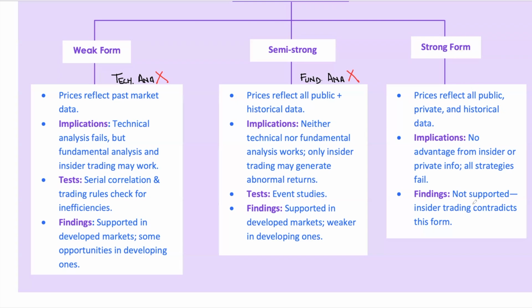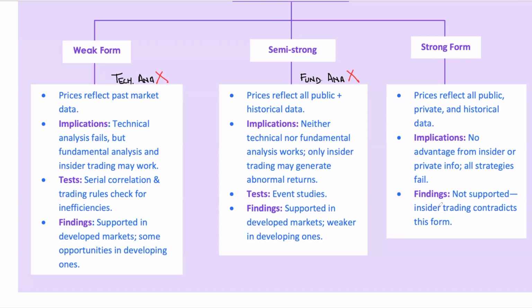Now here's the reality check. This level of efficiency doesn't really exist, at least not in most real-world markets. Why? Because we know insider trading does result in abnormal returns. That's why it's illegal, and that's why regulators go after it hard. So yeah, strong form EMH is more of a theoretical limit than something we see in actual financial systems.